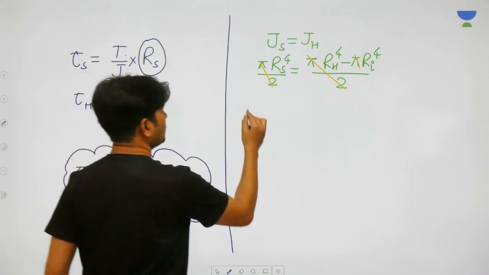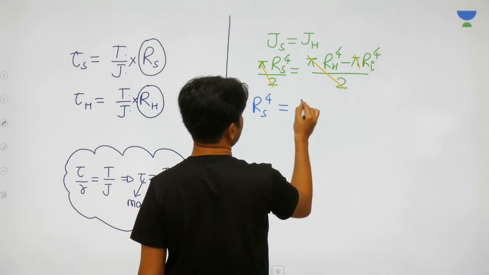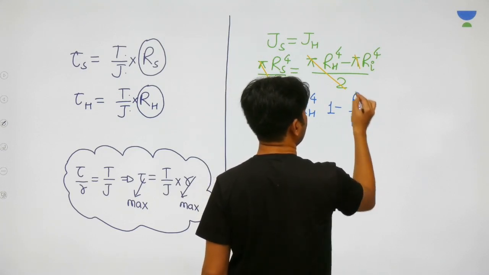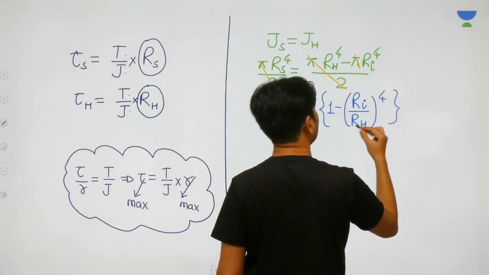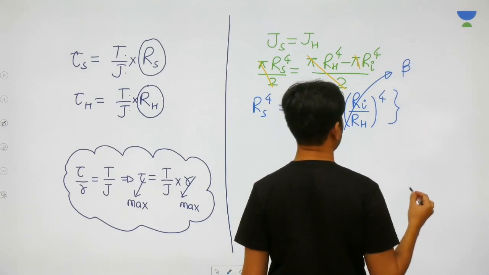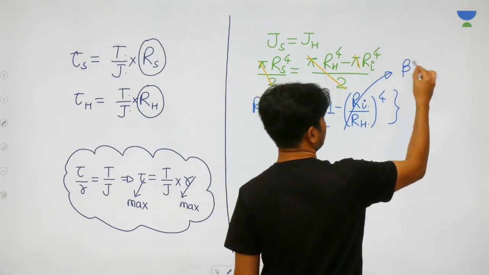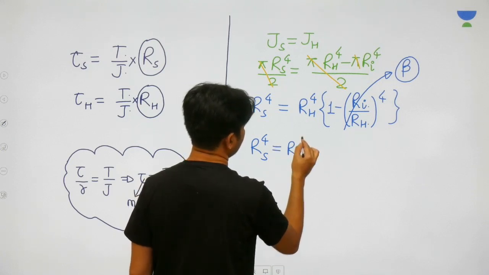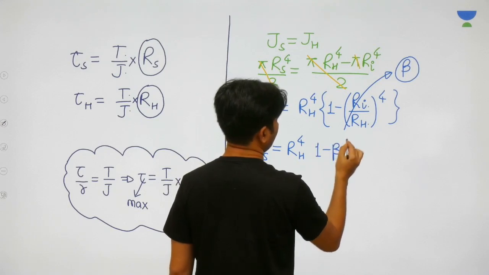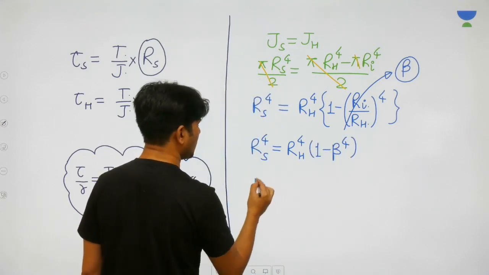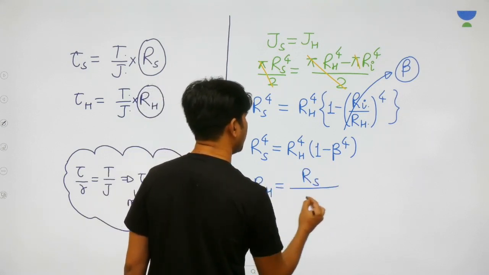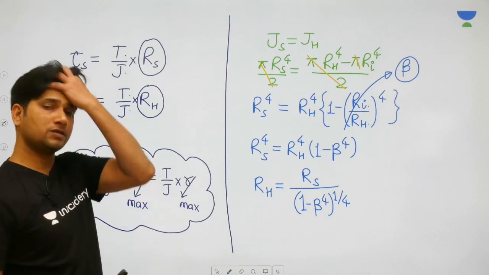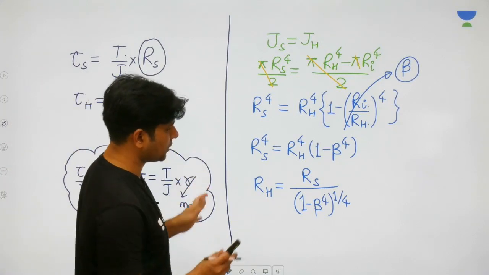RS raised to 4. And on this side, let us take RH raised to 4 common. Then we'll have inner diameter of the hollow shaft divided by outer diameter of the hollow shaft, power 4. This ratio is less than 1 because it is the ratio of inner diameter and outer diameter, and let's call it beta. So we get RS raised to 4 is equal to RH raised to 4 times 1 minus beta raised to 4. From here you'll get RH is equal to RS divided by (1 minus beta raised to 4) power 1 by 4. Isn't it?